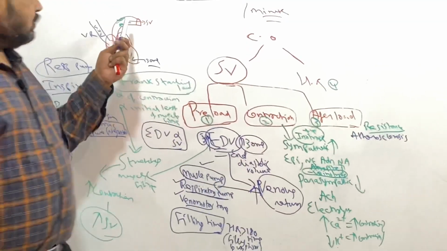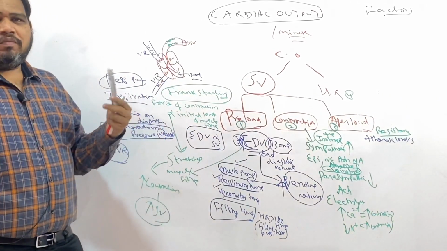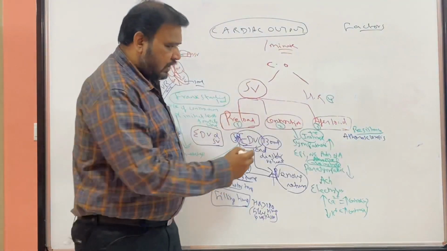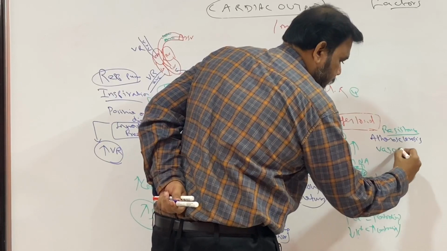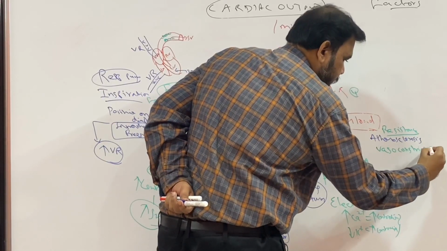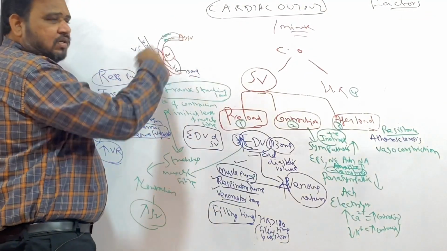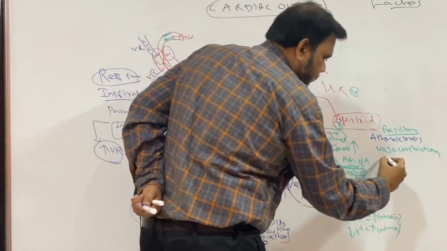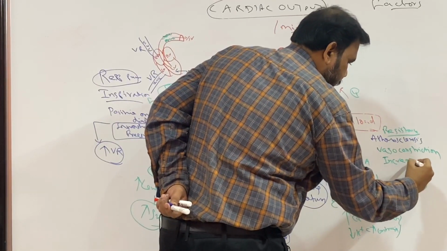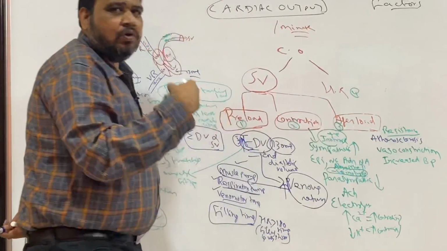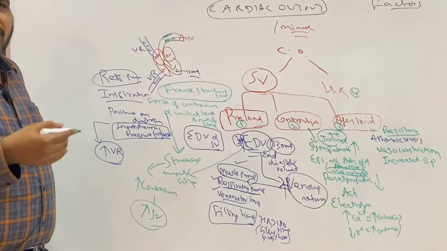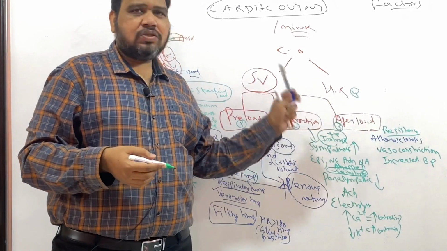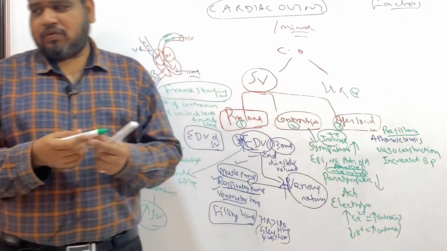So whenever afterload is going to be more, the stroke volume is decreased. The factors that determine afterload are, one, atherosclerosis, another, vasoconstriction. As I was telling, when the vessels constrict, the output is going to be less. Then you have increased blood pressure. Whenever blood pressure is more, the afterload is going to be more, and that also will decrease the stroke volume. So this comes under afterload, which is also one of the factors affecting cardiac output.